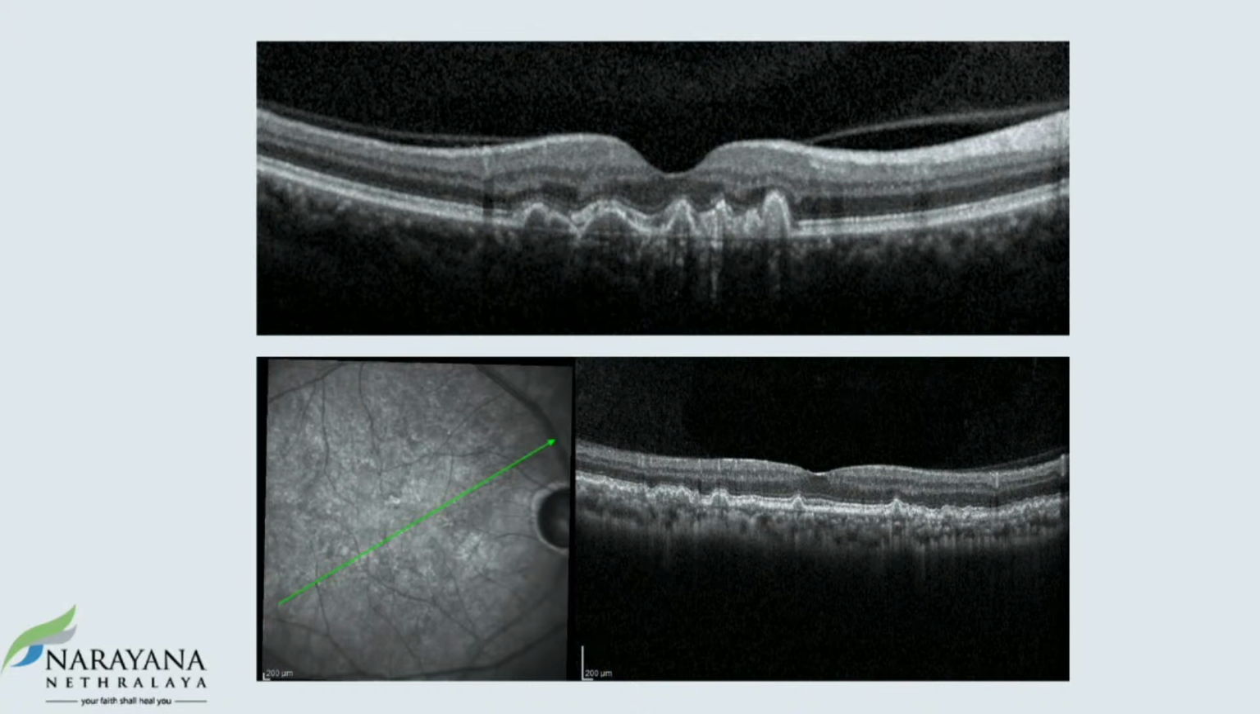So here again in dry AMD, it helps us to see the extent of the disease. You can see how different it is for the patient above and the one below. You can look for progression. You can even talk about the prognosis in these patients.